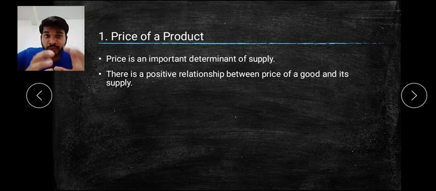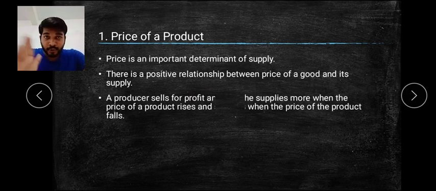Mostly with crude oil, the Gulf countries and the different countries that extract crude oil try to sell it at a higher price because they can earn more profit. They wait for the right time and the right price, when demand for the product rises, and only then will they supply. This is what is happening. That's why it is called a positive relation between the price of a good and its supply. I hope you are getting this.